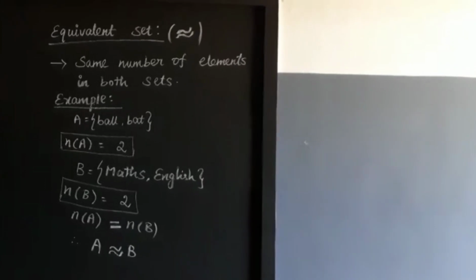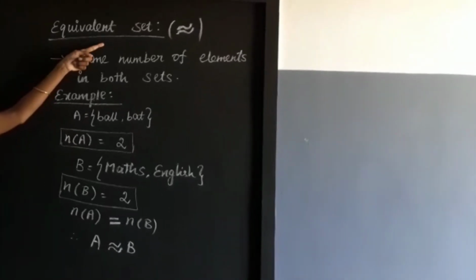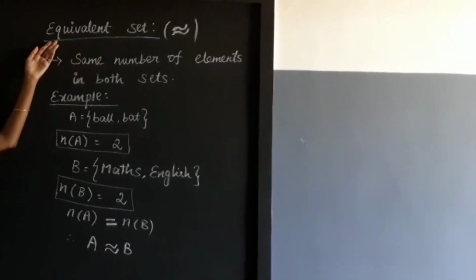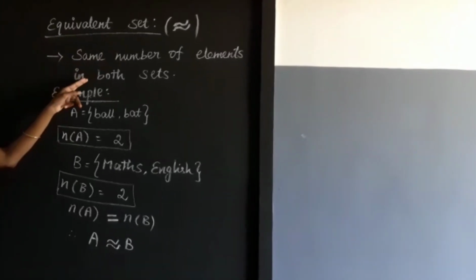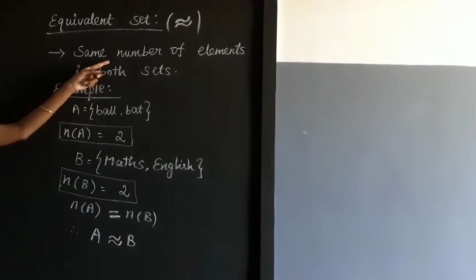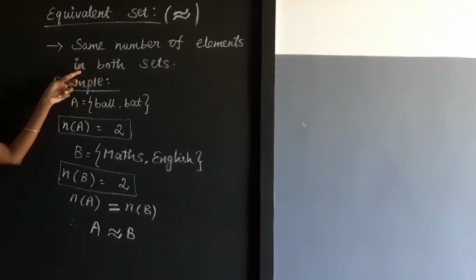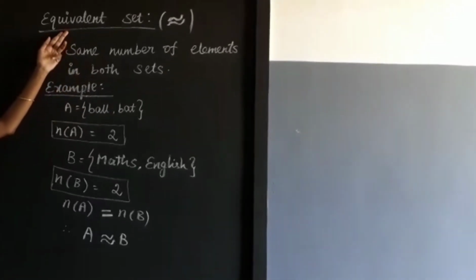Next set is equivalent set. Equivalent set is denoted like this. Equivalent set means consider two sets. If both sets have the same number of elements, that is called an equivalent set. Same number of elements in both sets means that is called an equivalent set.